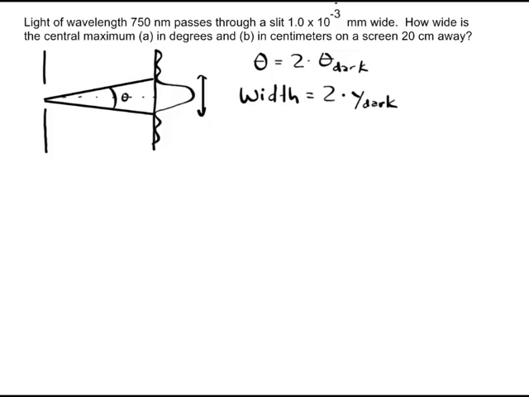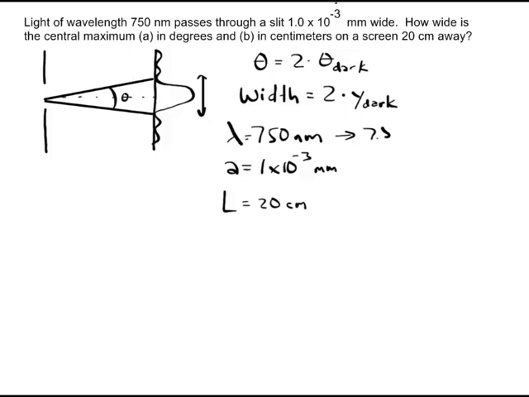And let's write down the numbers. So I have the wavelength is 750 nanometers. I have that the width, a, is 1 times 10 to the negative 3 millimeters. And I also have that the screen is 20 centimeters away. I need all these numbers to be in meters, so let's do some conversions. This one gives me 7.5 times 10 to the negative 7 meters. This one gives me 1 times 10 to the negative 6 meters. And this one here will give me 0.20 meters. Now I've got something I can work with.